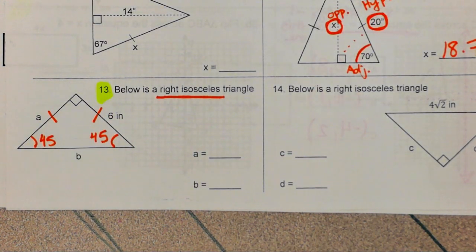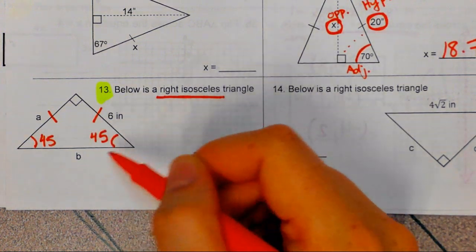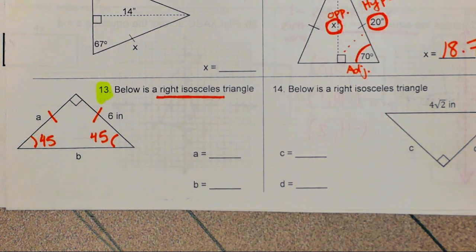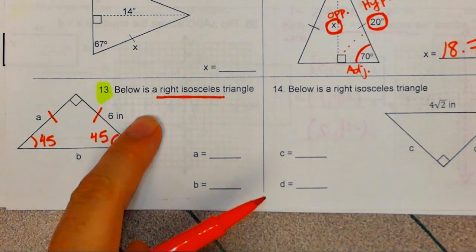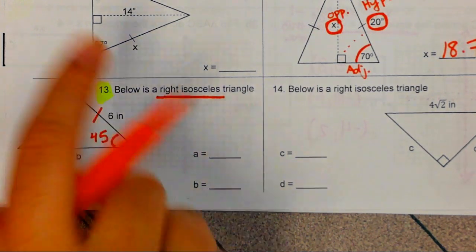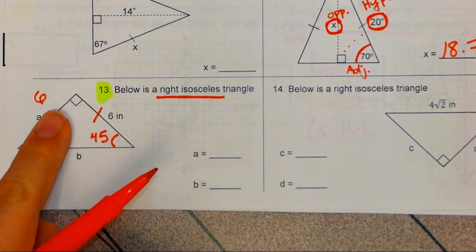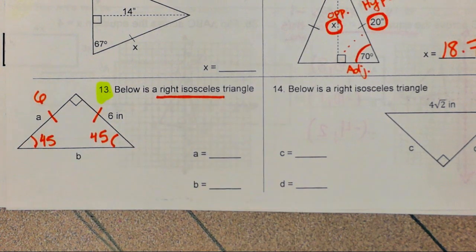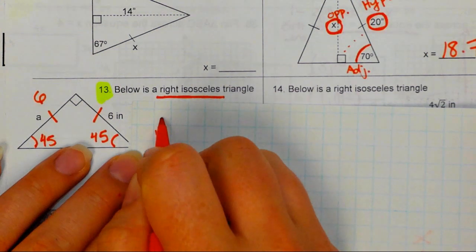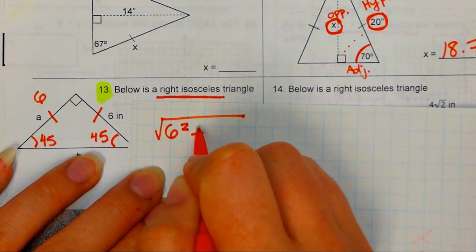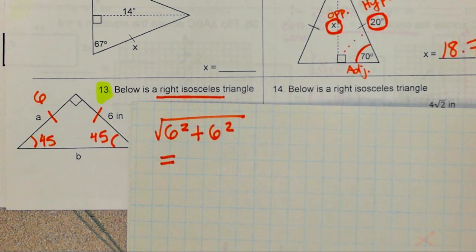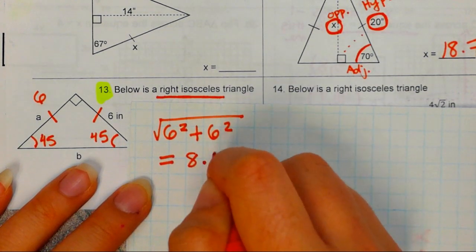All right, so if that's the case, we could use SOHCAHTOA at this point to solve for our A and for our B. Now, because this is isosceles, another method that you could use, since we know that this is 6, we also know that this is 6. So if I wanted, I could use Pythagorean theorem. Okay. The square root of 6 squared plus 6 squared is equal to about 8.49.